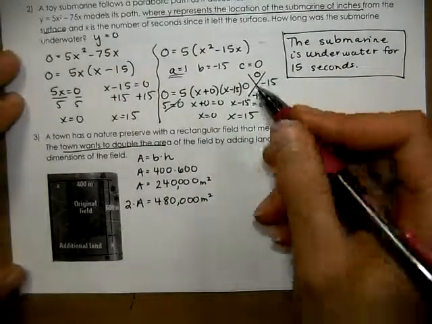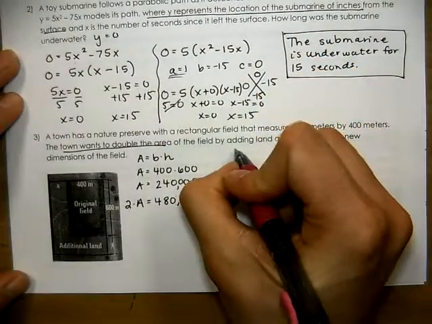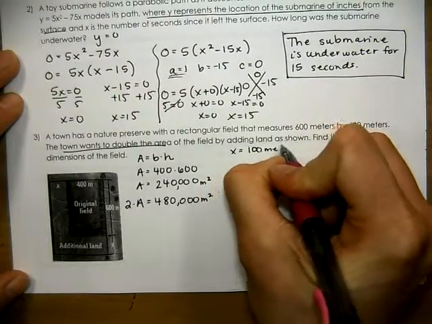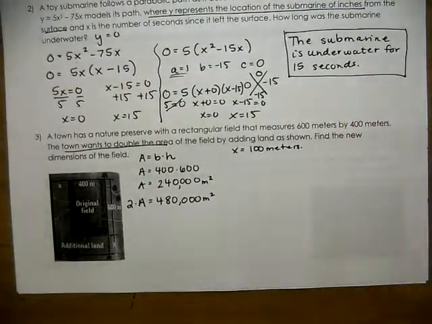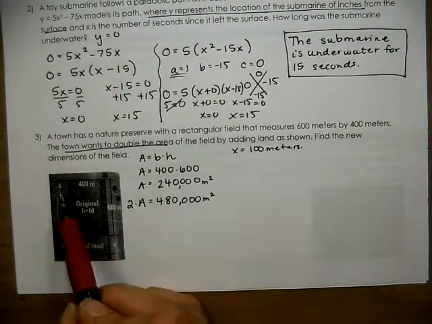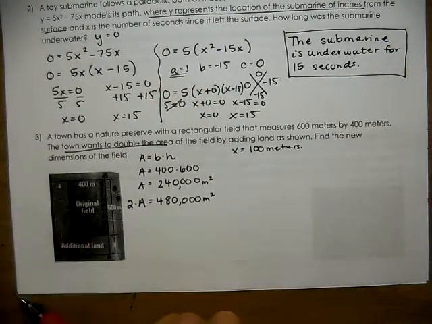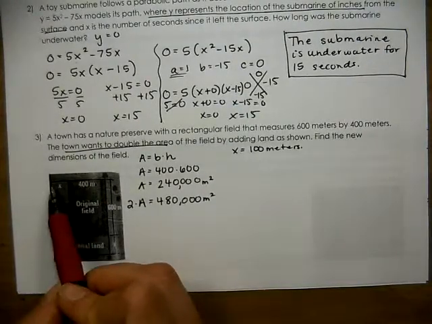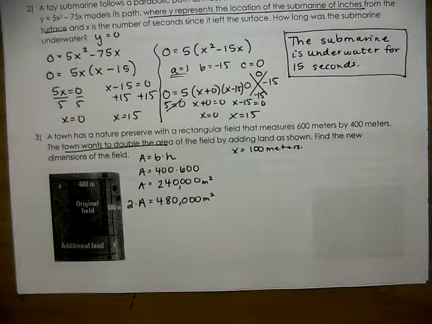meters. So make a note. We're going to let x equal 100 meters. Okay, so x is going to represent whatever addition we have, but in hundreds. So if I say x is 2, that means that's really 200. If I say x is 3, that's really 300. If x is 4.5, that's 450 meters.